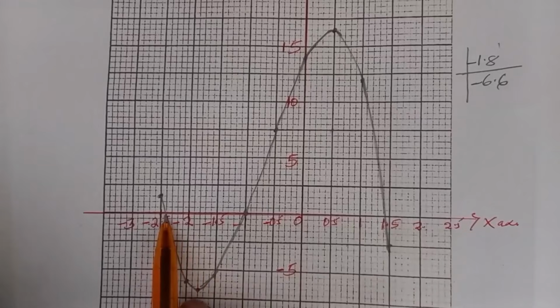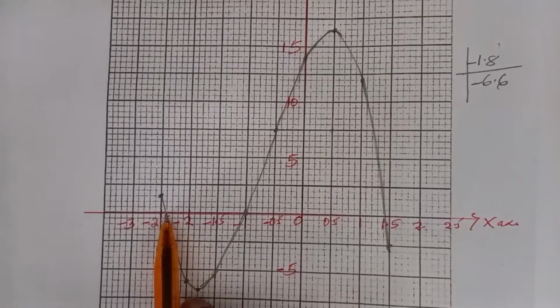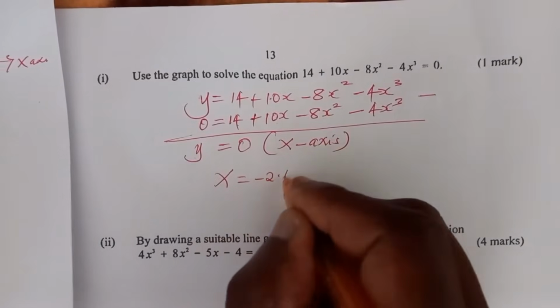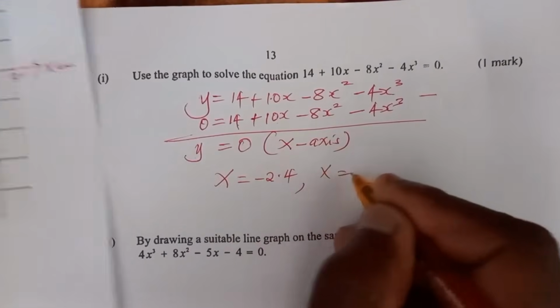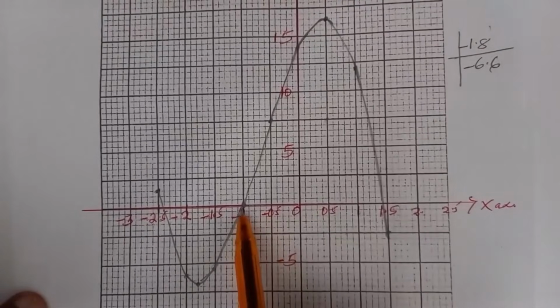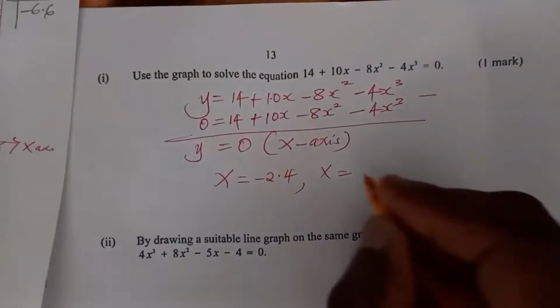The first one is here. This is the first one, and this is negative 2.4. So the first solution is x is negative 2.4. That is one point. Then the other one is here. This is negative 1. So x is equal to negative 1.